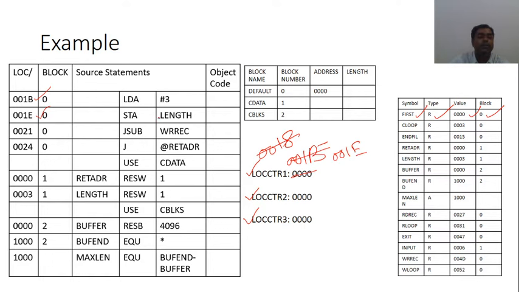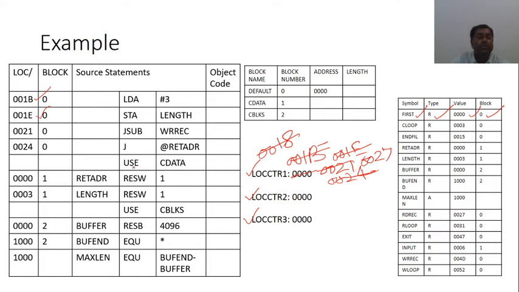This is also format 3 instruction. Next address will be 0021. This is also format 3 instruction. Next address will be 0024. This is also format 3 instruction. So the next address will be 0027. This is our current value of the location counter 1 of default block.